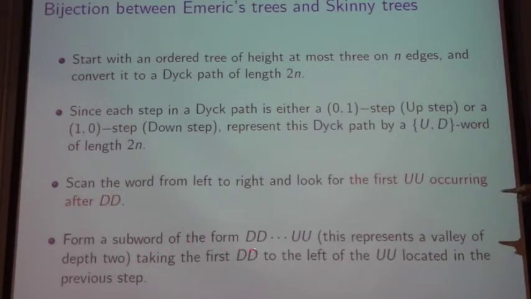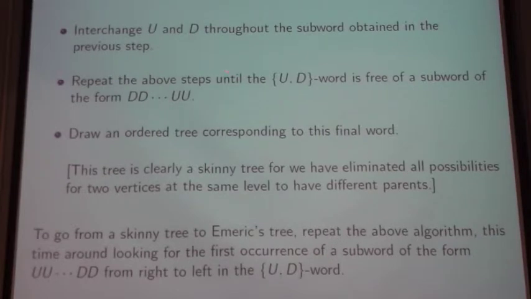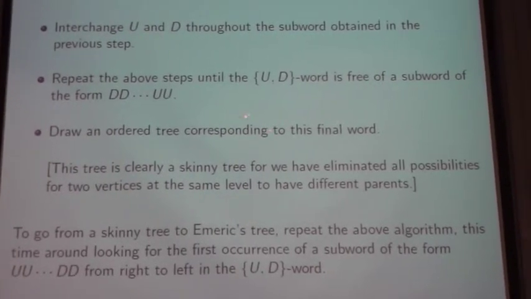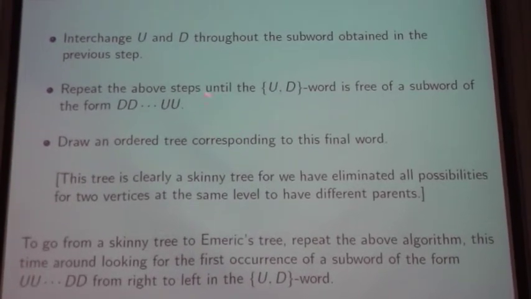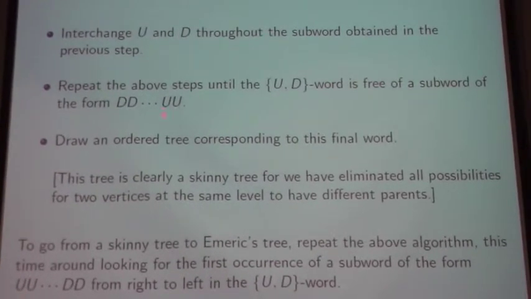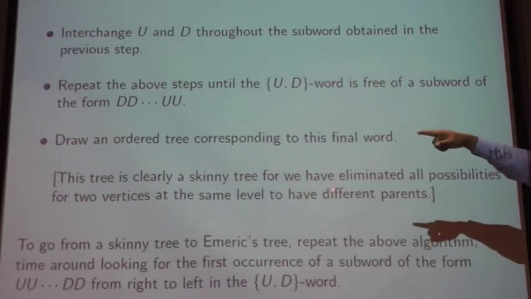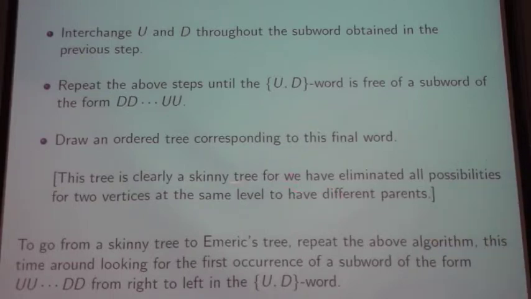Now when you see this, you interchange the DDs to UU and the UUs to DD. That way you're going to get rid of these guys. Okay? So our step here is interchange U and D throughout the subword obtained in the previous step, and you repeat that until your UD word is free of these kinds of subwords. Free of these kinds of subwords means your tree, the corresponding tree, will not have the troublemakers or its byproducts. So in the end, you will obviously get a skinny tree because we have eliminated all possibilities for two vertices at the same level to have different patterns.